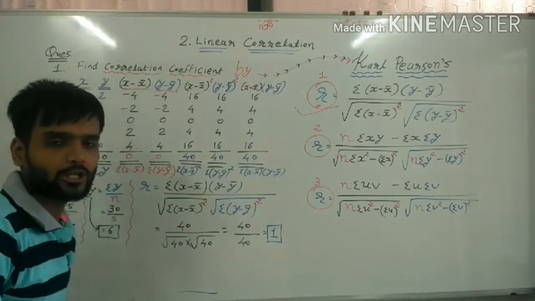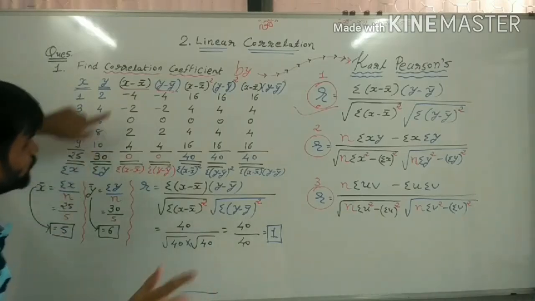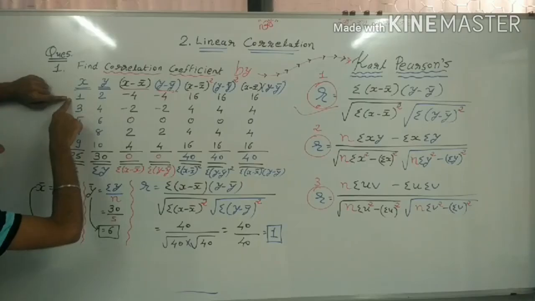Now we are going ahead. Understood? Now to find x minus x bar, what is x? All these values are x.